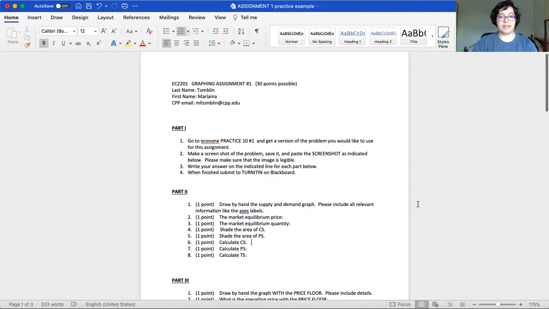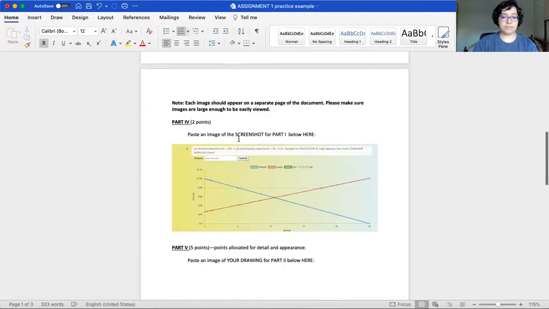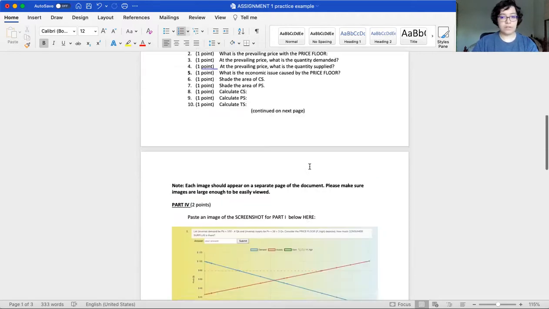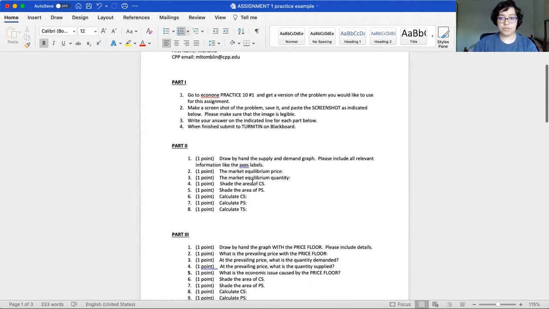So looking at it, I have the Word document up right here. Part 1, we're going to be looking at practice 10. We're going to go onto Ignithium, open practice 10, and go to question 1 and take a screenshot of that. I already have my screenshot right here. So that's all we have to do for part 1. We just need to get the screenshot and put it in the Word document.